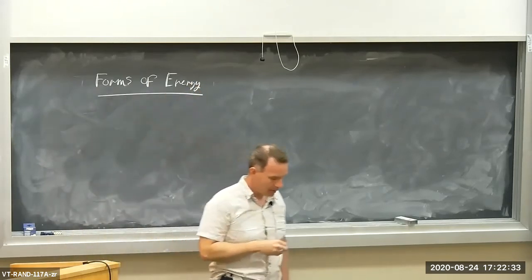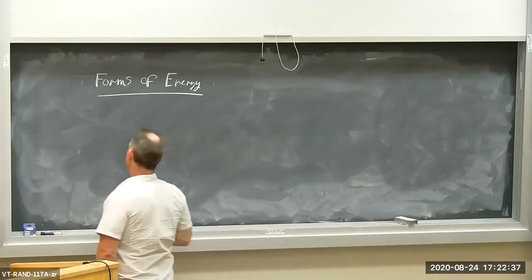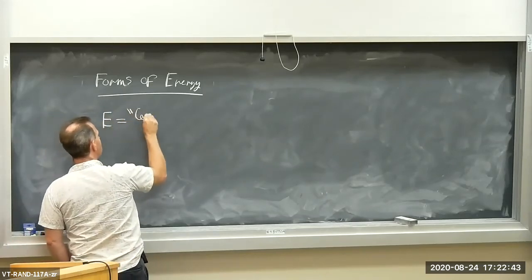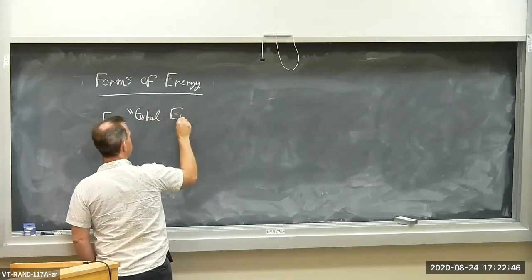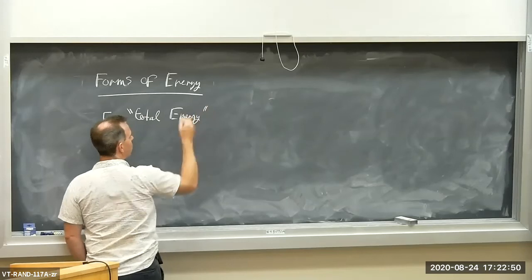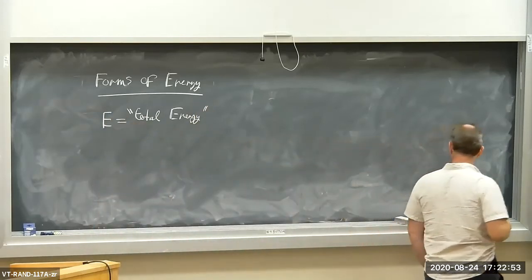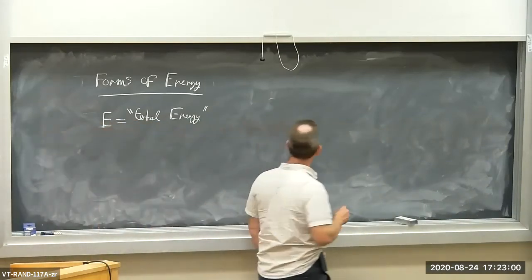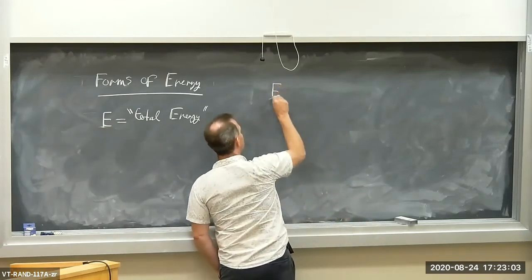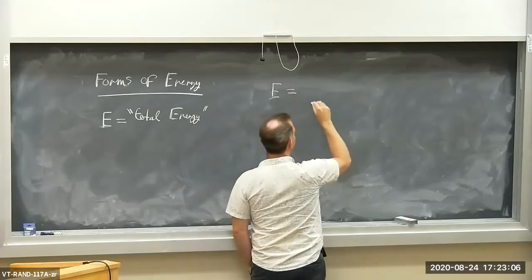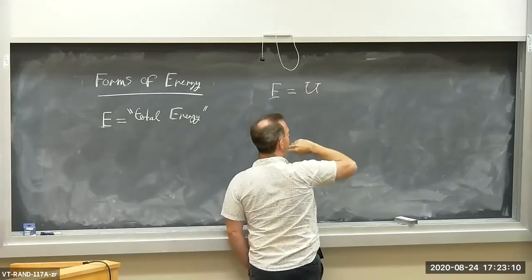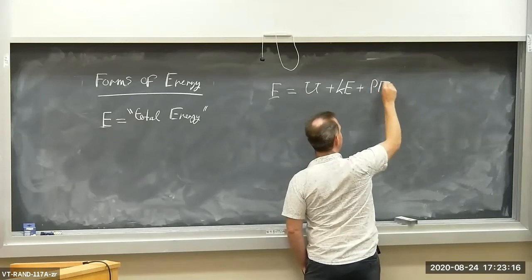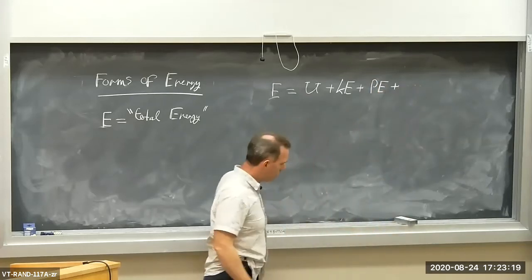Forms of energy. E is total energy, the total energy of a system, let's say a given quantity of mass. Now, E has many different ingredients. As we saw in the previous lecture, E is equal to the internal energy, the kinetic energy, the potential energy, and there are other forms of energy. We'll talk about that in just a minute.